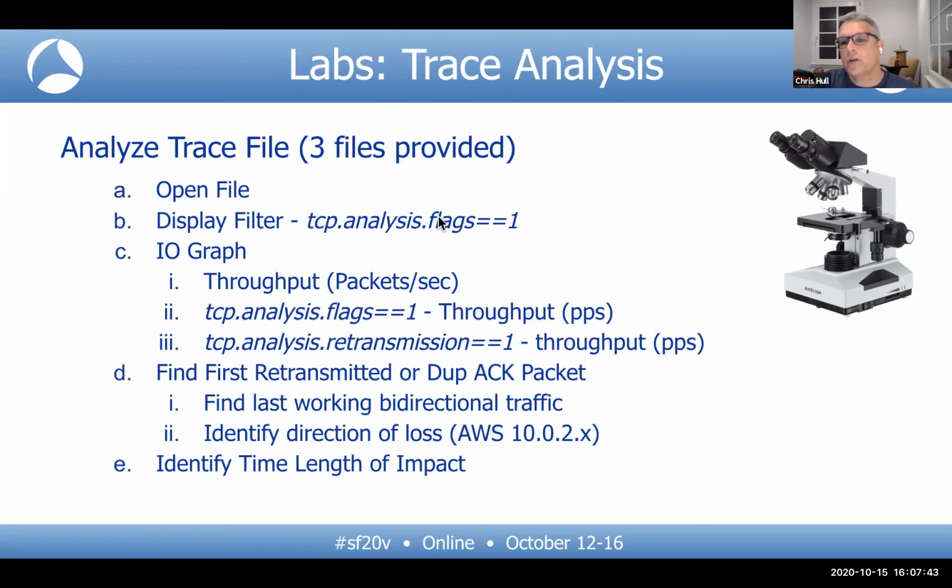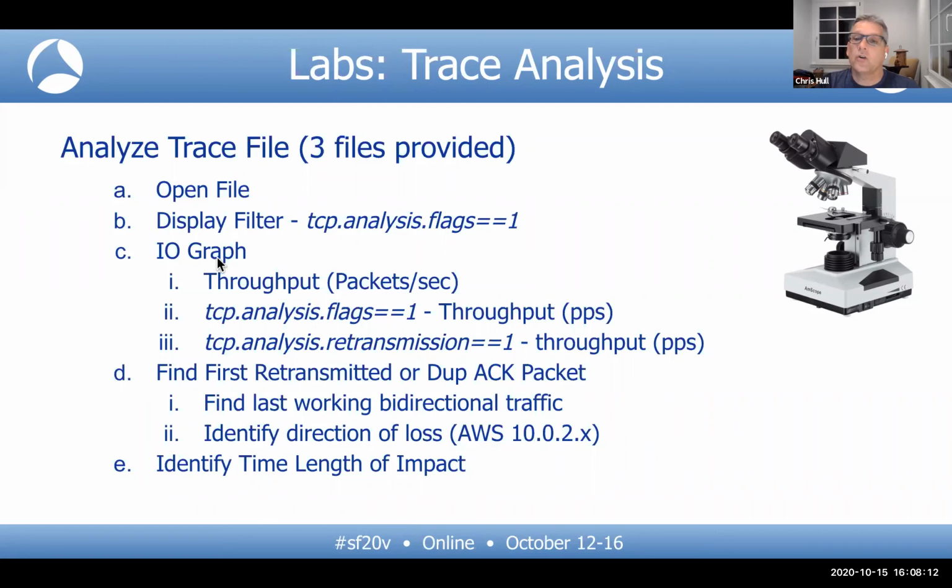Take a look at these trace files, and I'm going to give you a minute or 2 to look at them. Not too much time, because I want to look at them myself as well. But take a look at each of those files, or probably just the first one. I have some suggestions. Put a display filter in for tcp.analysis.flags equals 1, meaning they're true, so we have a TCP analysis flag on there.